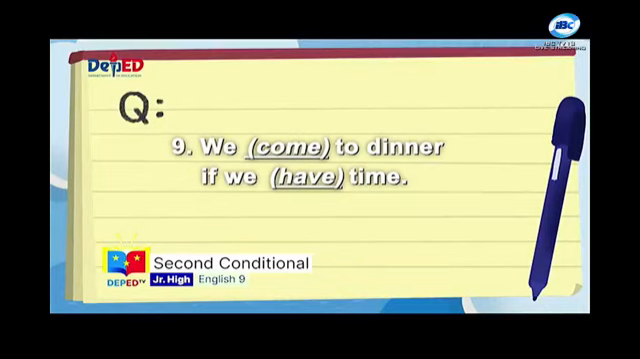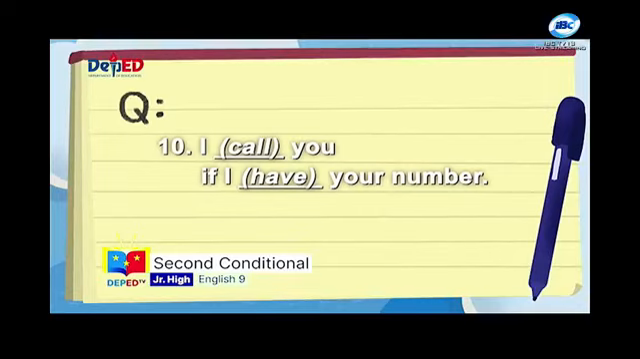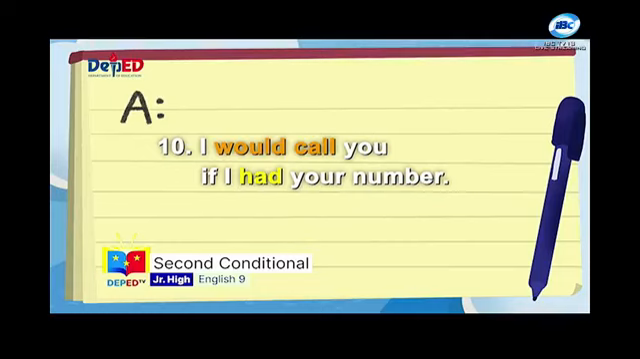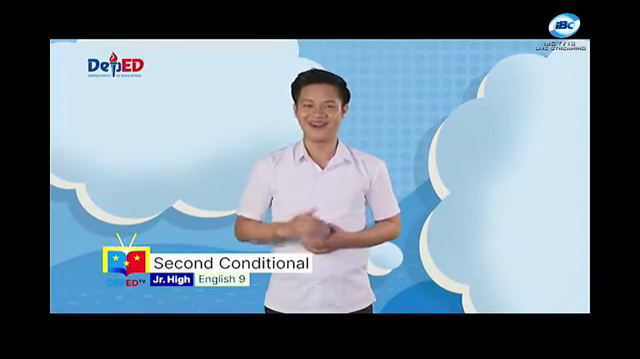We blank to dinner if we blank time. Try to write your answers down. Good one. The answer is, we would come to dinner if we had time. Impressive. Let's go to the last one. Number 10. I blank you if I blank your number. I'm sure you get the knack of this by now. Here's the right answer. I would call you if I had your number. I'm so proud of you for answering very well. You really are amazing.